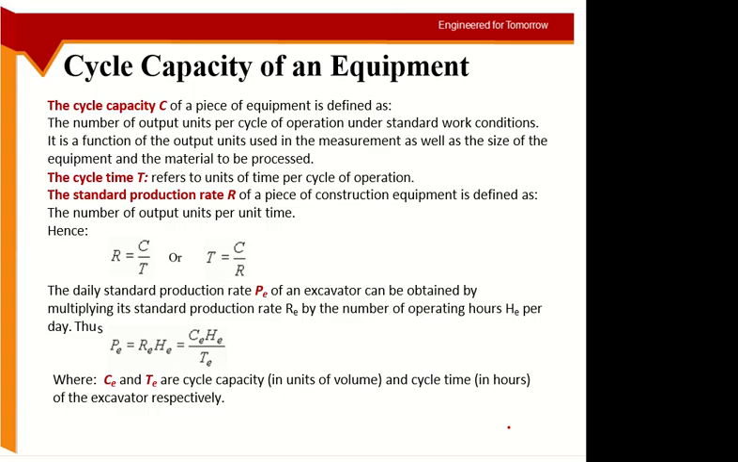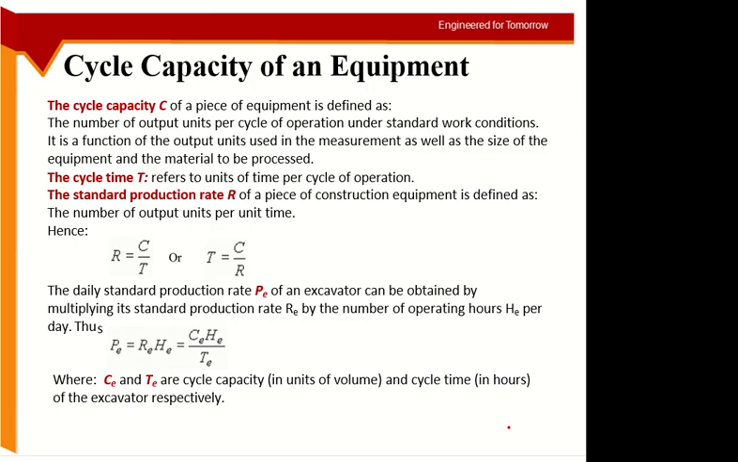So now there are three important parameters when you are calculating the capacity of an equipment and the number of equipment for a job or for a site. These are cycle capacity. So in one go, in one series of actions, how many units of product the equipment can handle. This is called cycle capacity. So when the equipment finishes its function one time, how many output units it can give you, or how many output units it can handle. This is called cycle capacity.